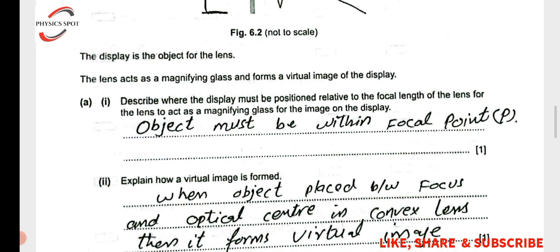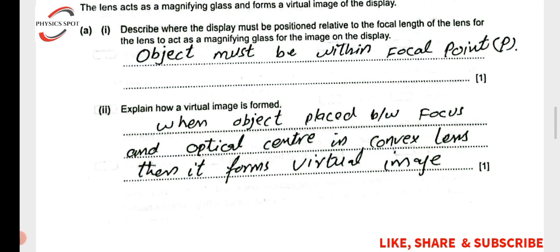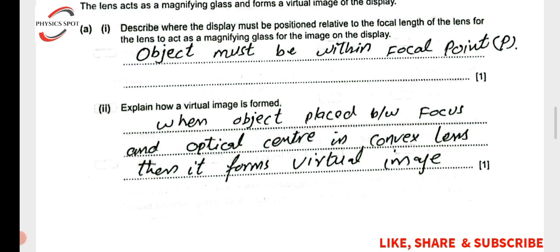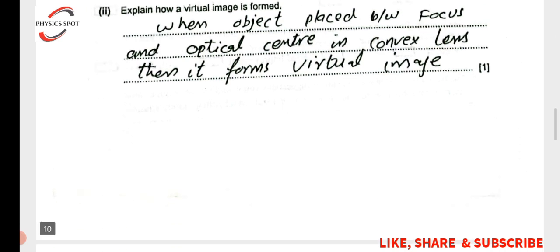Next is, explain how the virtual image is formed. When the object is placed between the focus and the optical center, in the case of a convex lens, it forms a virtual image. Virtual image means the image formed by the imaginary intersection of the lines, above the principal axis. Okay, these 2 points you have to remember. Virtual image is formed above the principal axis and due to imaginary intersection of lines, not actual intersections. Okay, so that image will be a virtual image. Real image forms below the principal axis.